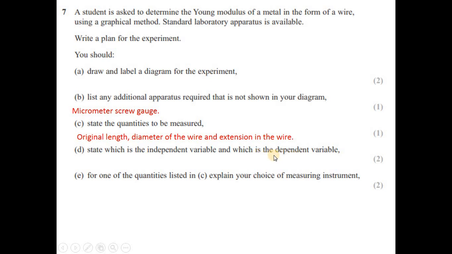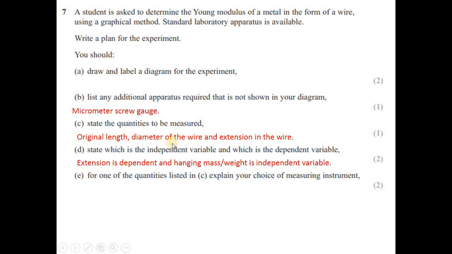That means your load or your weight is your independent variable, and the extension is your dependent variable. So extension is dependent, and hanging mass or weight is the independent variable. For one of the quantities listed in C, explain your choice of measuring instrument. So for C, we measure length and the diameter. You can mention any one of the instruments, the meter rule or the micrometer screw gauge.